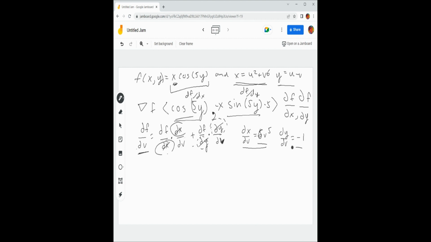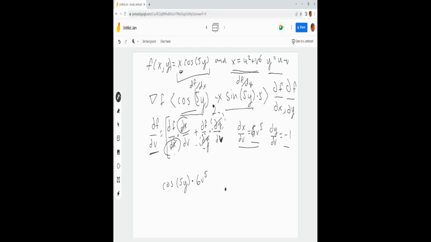So now we have 6v5, -1. So we will start with this portion over here, which is cosine 5y multiplied by 6v5. Maybe we should enlarge this a little bit to make it easier. For the i plus, let's do negative x sine 5y. It's actually multiplied by 5 here, so we should multiply by -1, so we can actually plus this. So we have cosine 5y multiplied by 6v5 plus 5x sine 5y. And that should equal df dv.